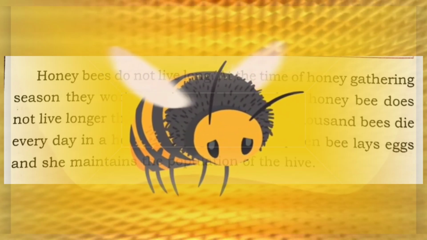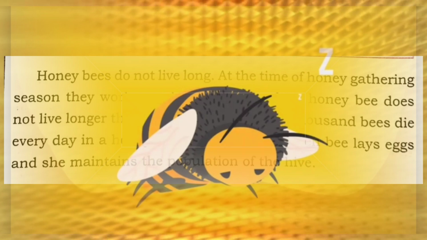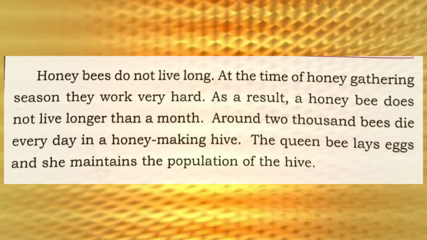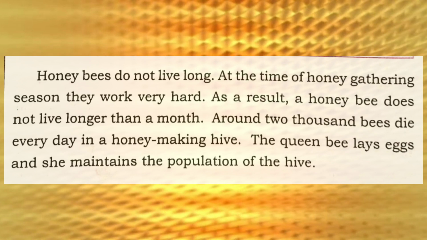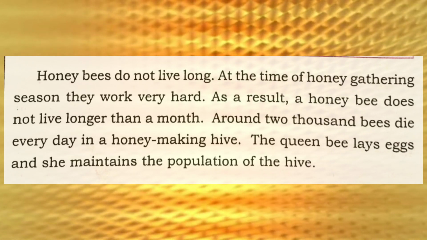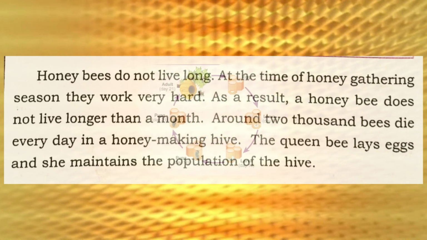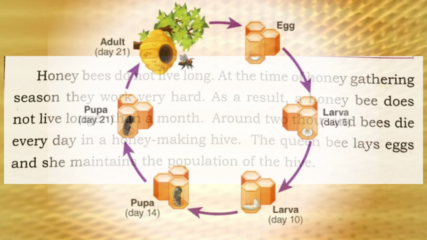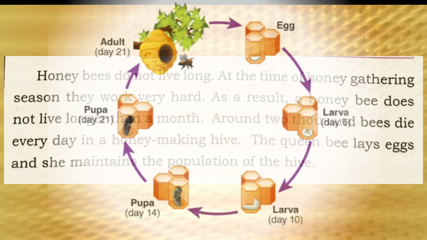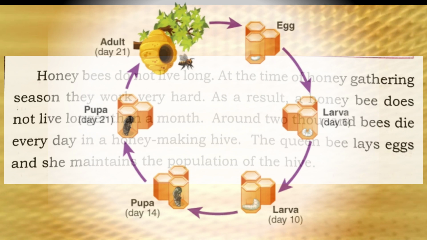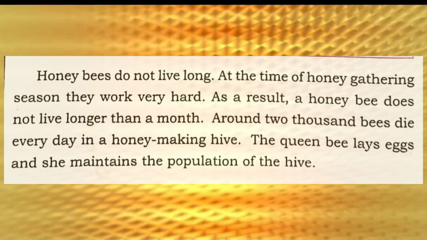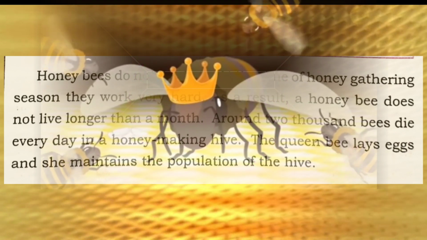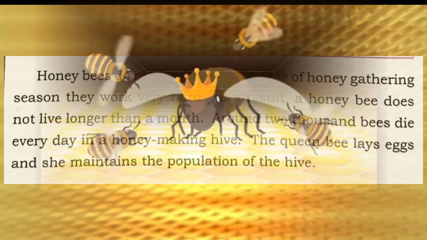Honey bees do not live long. At the time of honey gathering season, they work very hard. As a result, a honey bee does not live longer than a month. Around 2,000 bees die every year in a honey-making hive. The queen bee lays eggs and she maintains the population of the hive.